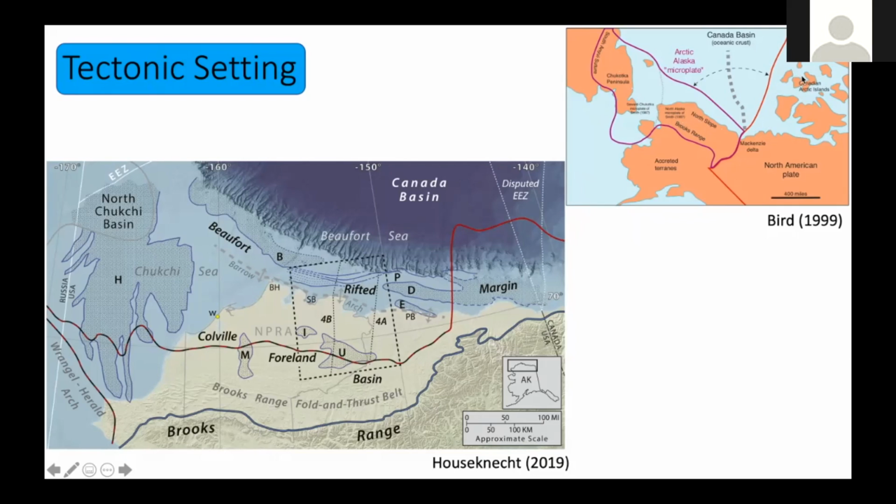It was originally up against the Canada Arctic Islands over here, and in the early Cretaceous, around 142 million years ago, it rotated counterclockwise as a result of the opening of the Canada Basin and collided with an oceanic island arc. This resulted in the formation of the Brooks Range orogen, as seen here, and an adjacent foreland basin known as the Colville Foreland Basin.